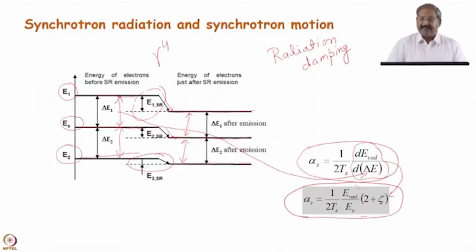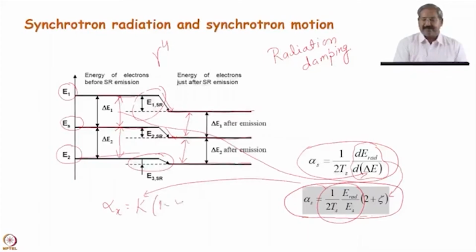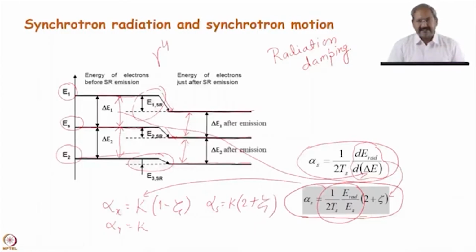Now you can see that the factor is the same here also. So alpha x was k, I am calling this factor k, 1 minus this dispersion related term. Alpha y was only k and alpha s is equal to k 2 plus this factor. So if you add these three damping coefficients, this is a constant number for a given machine. This constant number means alpha x plus alpha y plus alpha s is a constant.